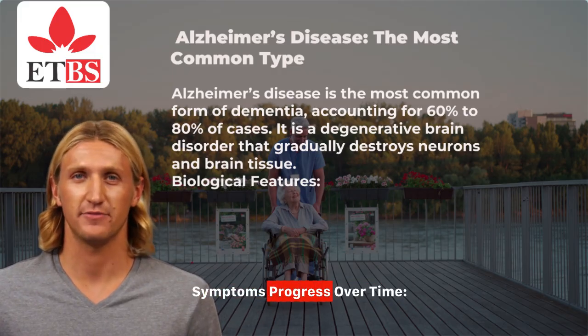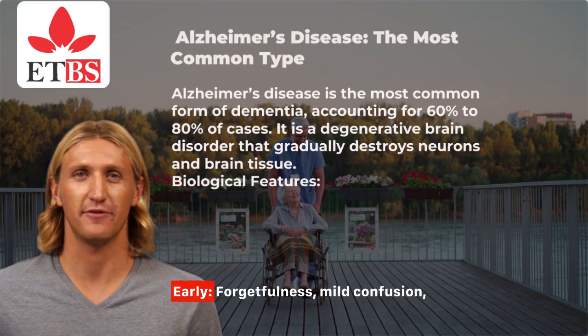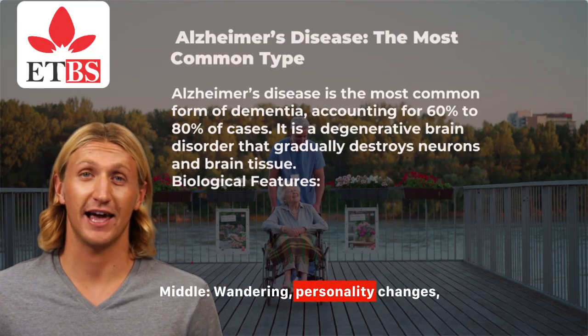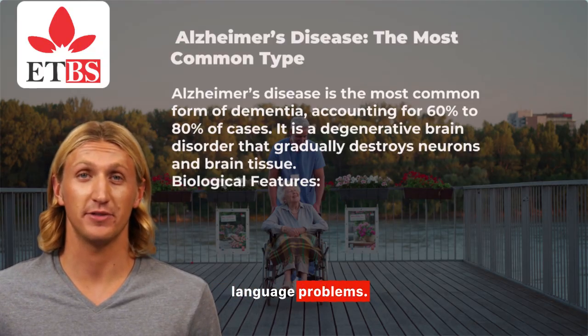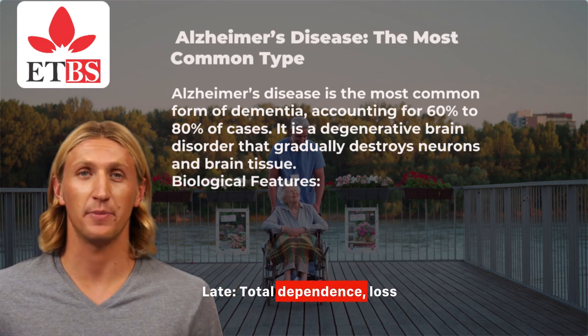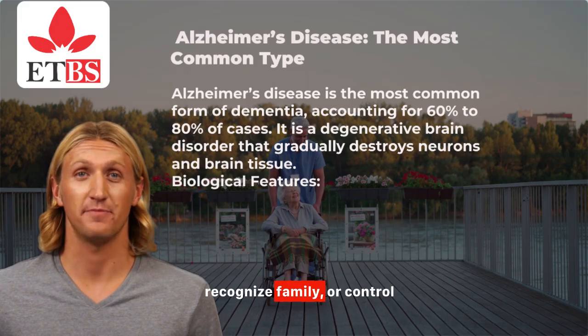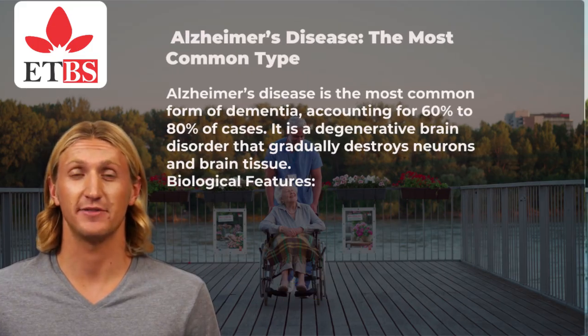Symptoms progress over time: early, forgetfulness, mild confusion, disorientation; middle, wandering, personality changes, language problems; late, total dependence, loss of ability to communicate, recognize family, or control bodily functions.